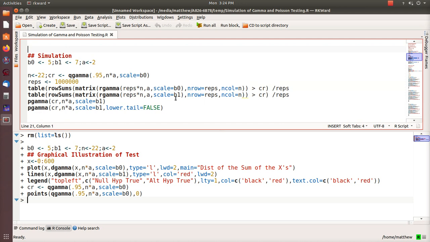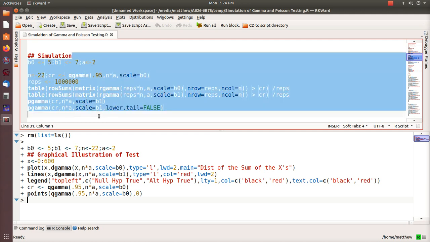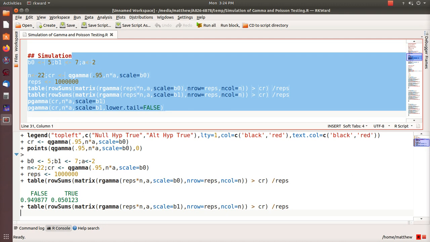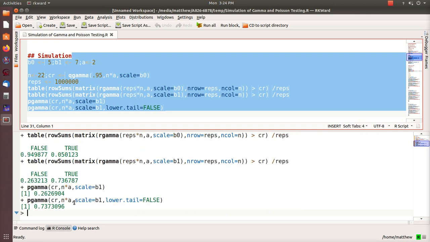Then we're going to repeat it, but we're going to assume that the alternative is true. That's what we're doing here. This machine that I'm running it on is a Linux-based machine that's actually not very fast. It just finished, and the size is 0.05, which is alpha, and that's what we were aiming for. And the power is 74%.